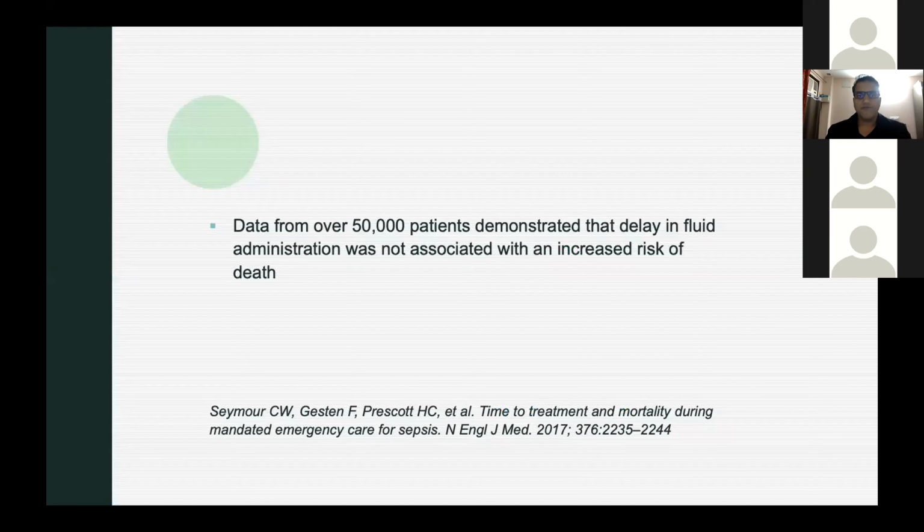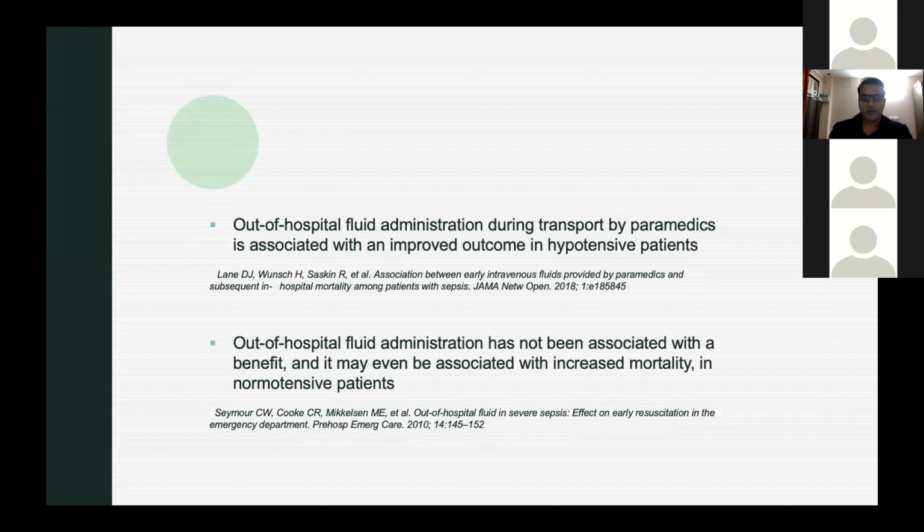Now, data from 50,000 patients demonstrated that delay in fluid administration was not associated with an increased risk of death. Now, that's huge data coming in. And another study published in JAMA in 2018 suggested that out-of-hospital fluid administration during transport by paramedics is associated with an improved outcome in hypotensive patients.